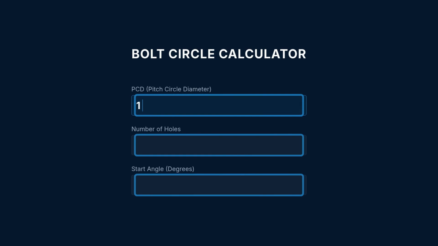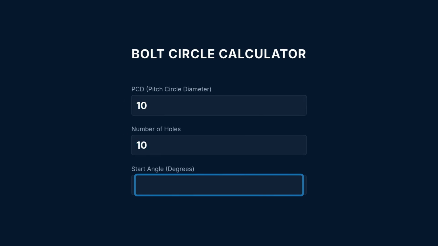Finally, there's start angle in degrees, which sets the angular position of your first hole, with 0 degrees as the default starting position. For our example, I'll enter a pitch circle diameter of 10 units, set the number of holes to 10, and use a start angle of 10 degrees.